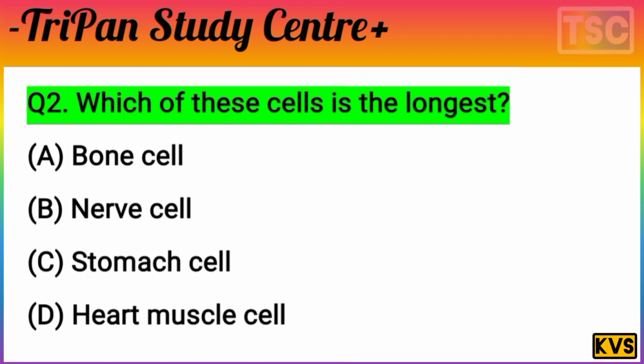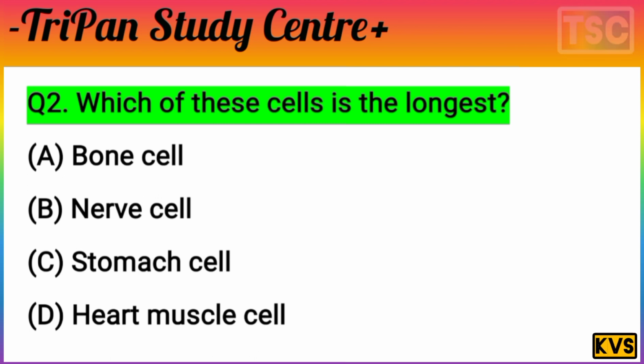If we look at the options: option A, bone cell; option B, nerve cell; option C, stomach cell; and D, heart muscle cell. You know that question is very important. Which of these cells is the longest? But one point is important.